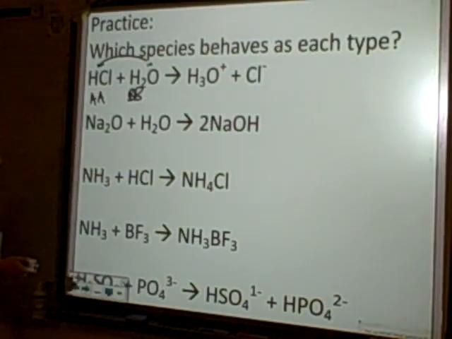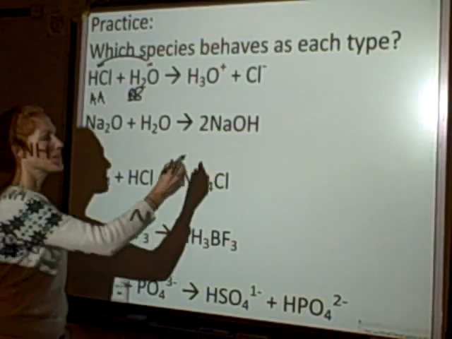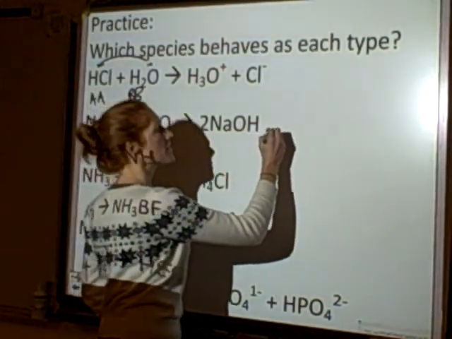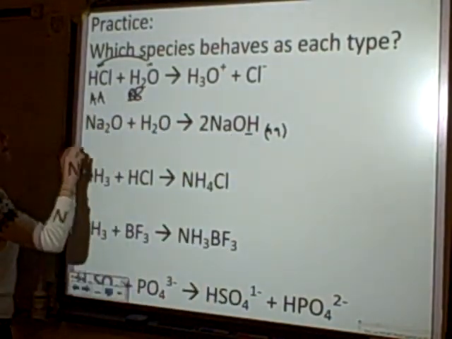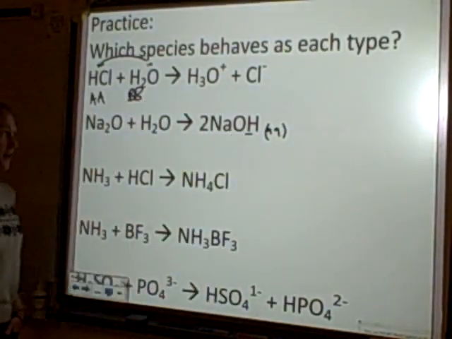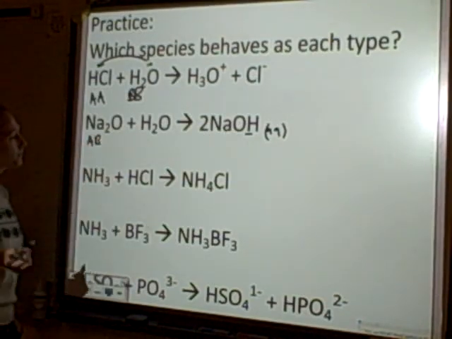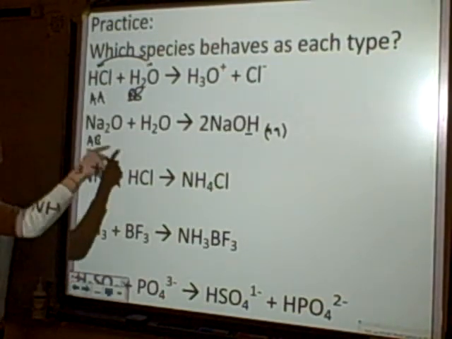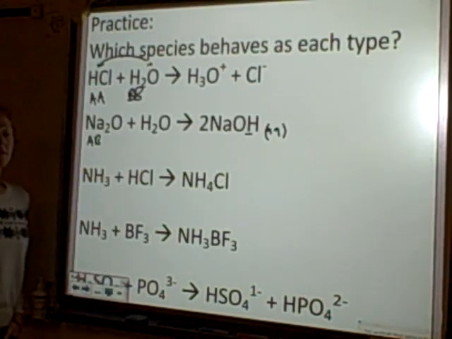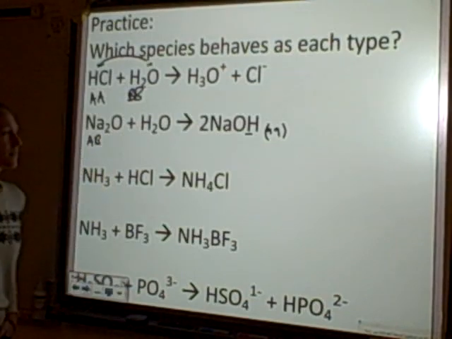And the next one, I have sodium oxide, and we're placing it in water. This is aqueous, actually, and since it's aqueous, this is hydroxide. So I know that I'm making hydroxide in water, so this is behaving as an Arrhenius base. Okay, and then meanwhile, it must also be a Bronsted base, because it's accepting H+ from the water, and it's a Lewis base, because it's donating an electron pair to that H+.